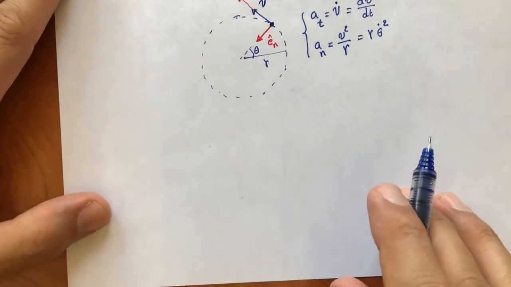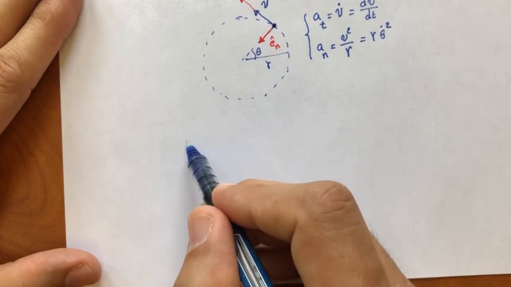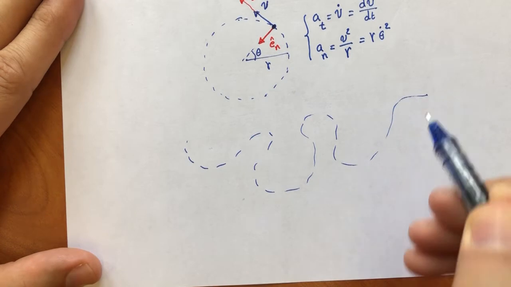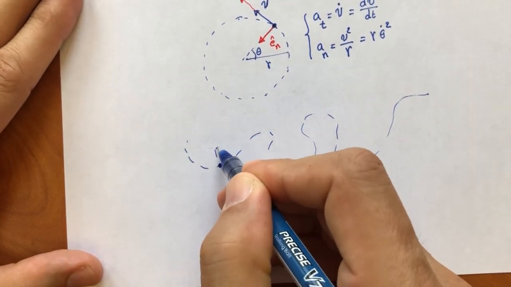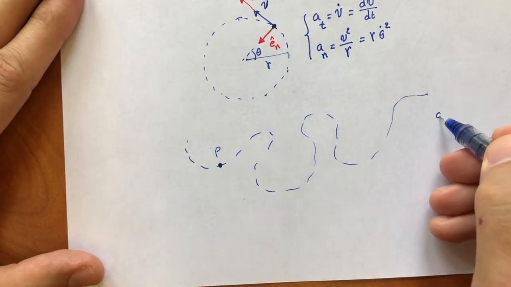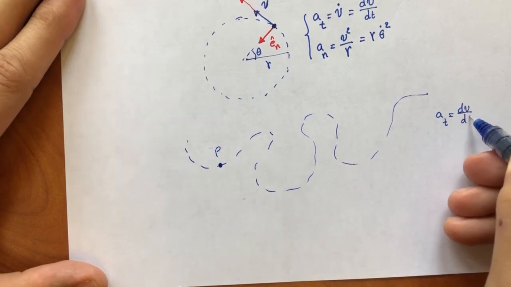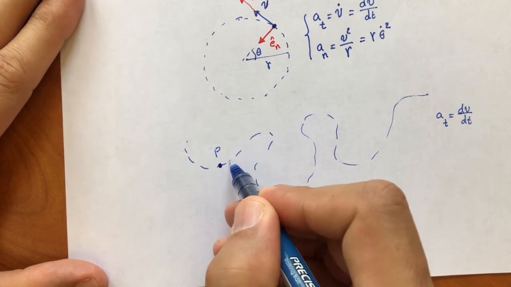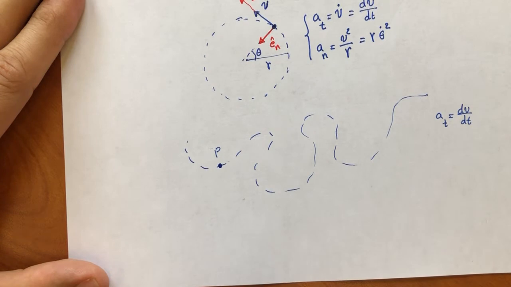For example, what's the meaning of this? If you have a complicated path of movement, anything, let's say this is the path of movement of this particle. So this particle is moving here. All the time we have this equation for it. At is equal to dv dt. And also velocity or speed means change in the length or displacement divided by time, right?